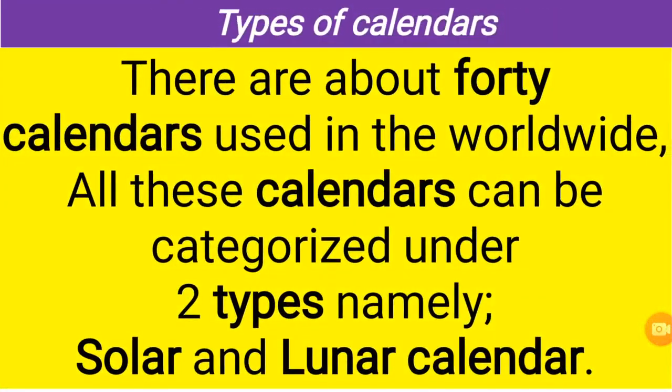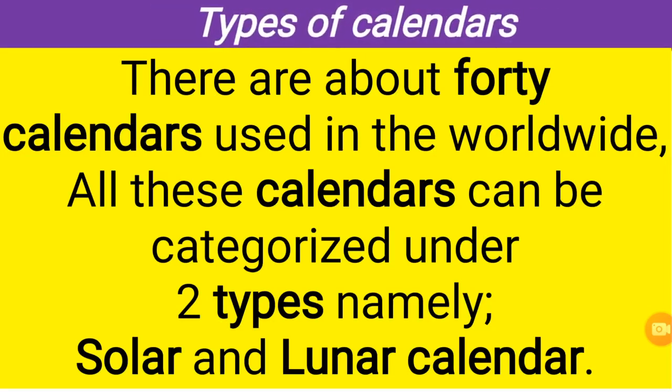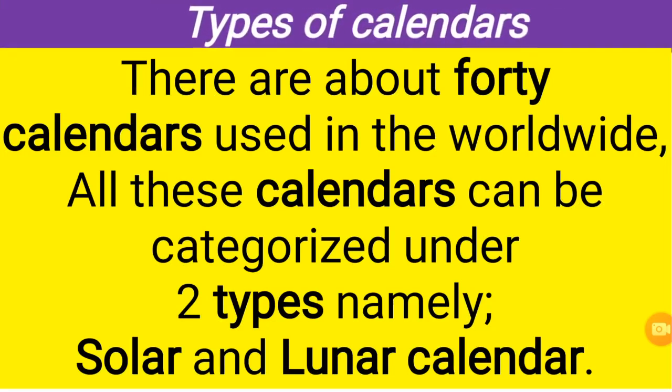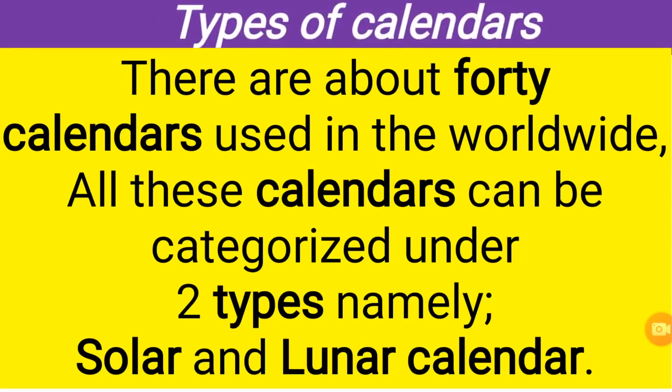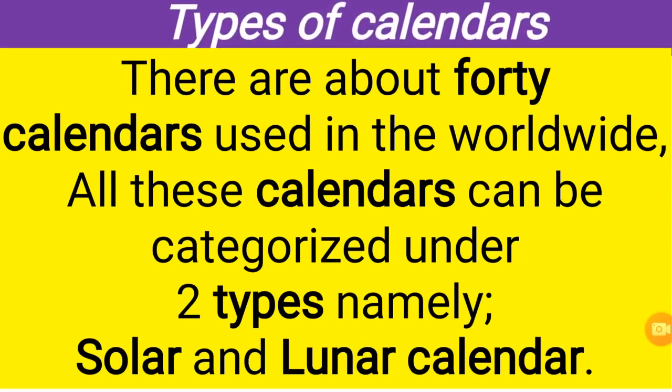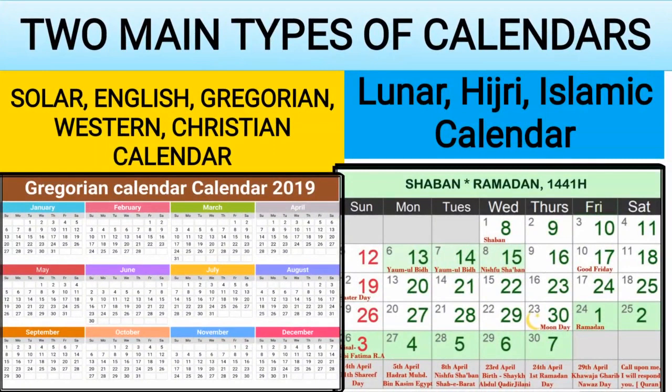Well, guys, you might be surprised to read the statement that there are around 40 calendars in the world. Around 40 calendars are used worldwide. These calendars can be categorized under two main types, and these two main types are the solar calendar and the lunar calendar. These two different types of calendars you can see right now on your screen as well.